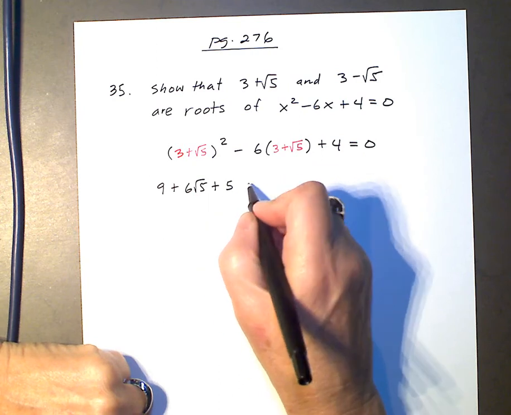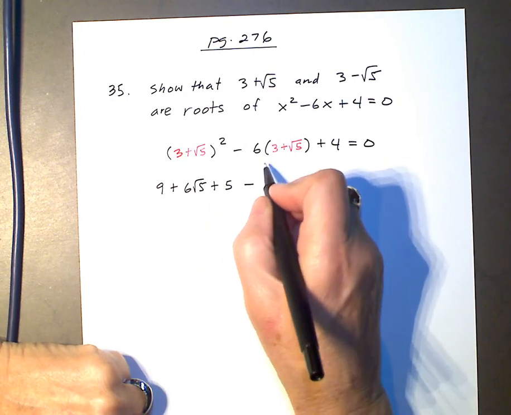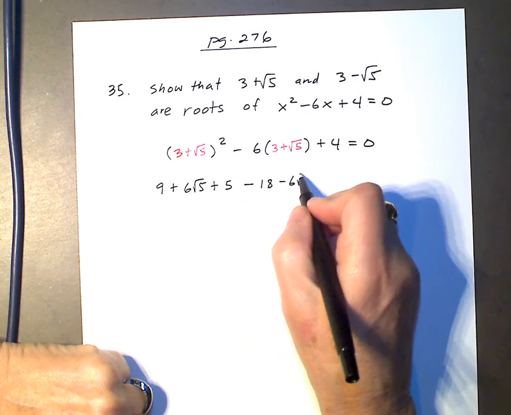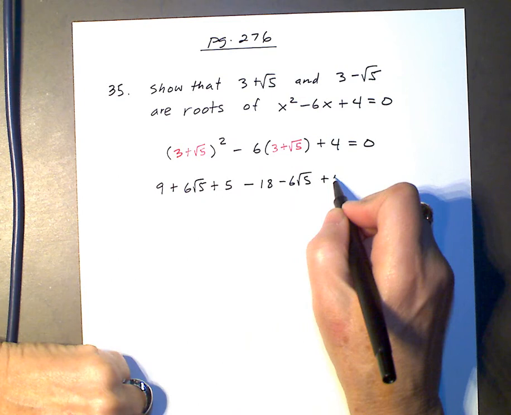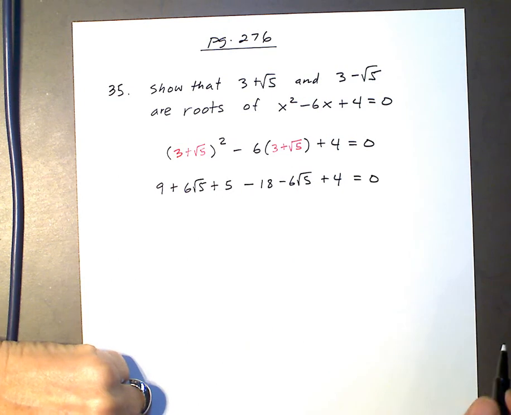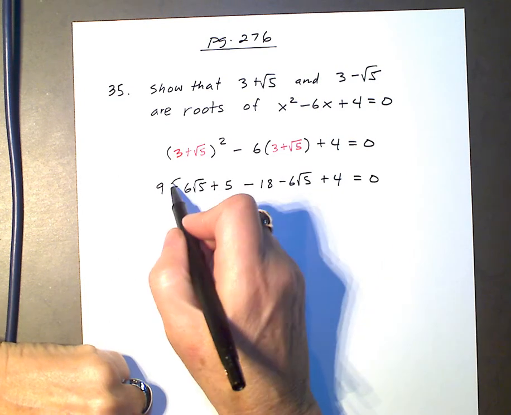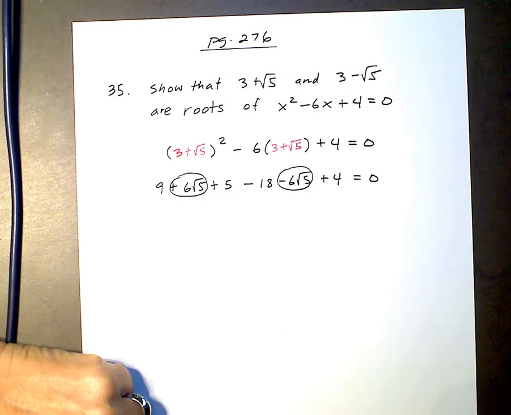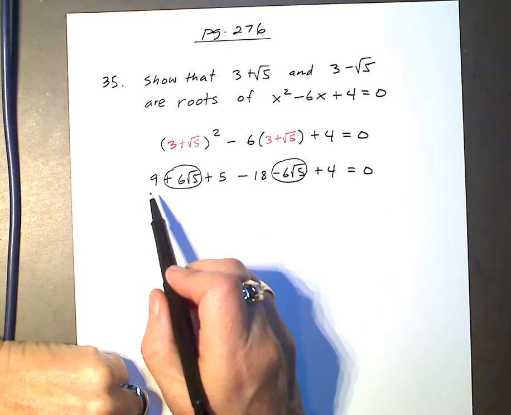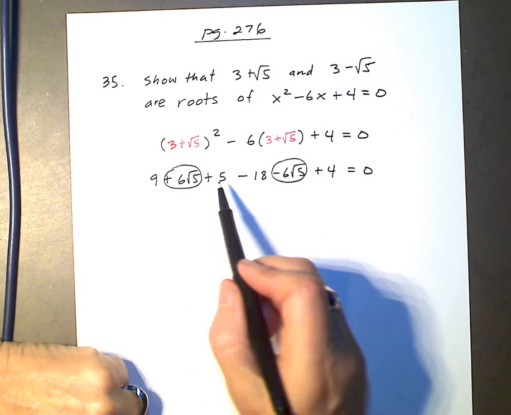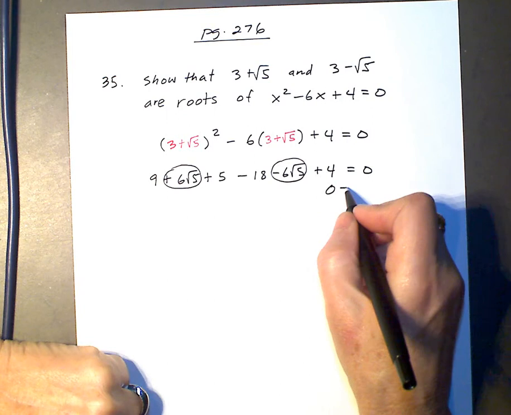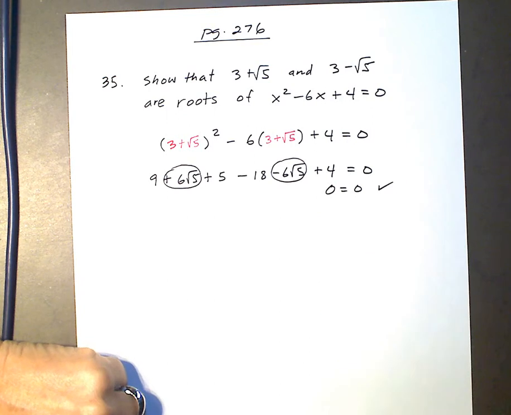And then I have a minus 6 times 3 here is 18, and then a negative 6 root 5 plus 4 equals 0. So when I go to simplify this, the positive 6 root 5 and the negative 6 root 5 will cancel each other out, and I'm going to have rational 9 plus 5 is 14, plus 4 is 18, and a negative 18 is 0. So indeed, 3 plus the square root of 5 is a root.